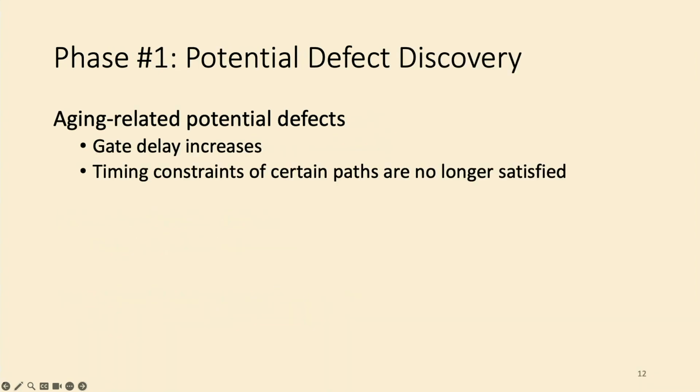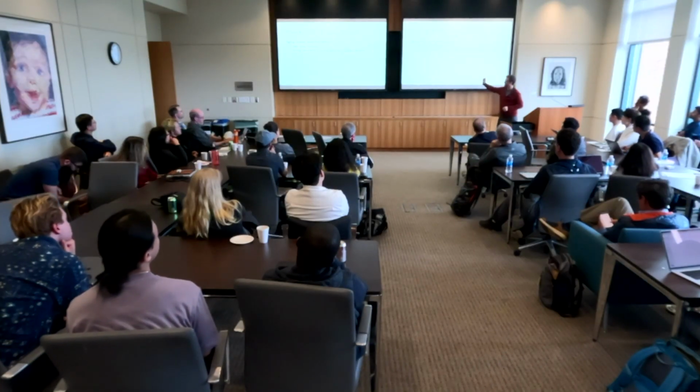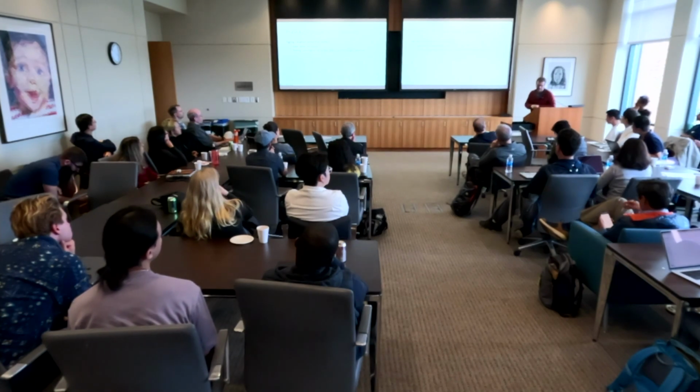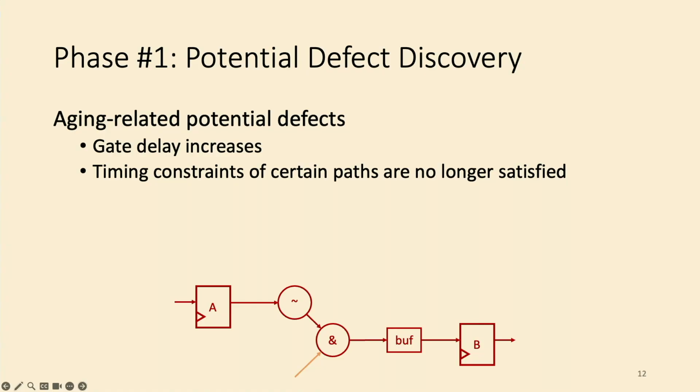So to understand phase 1, I'm just going to talk about this briefly. Basically, you need to reason about what kind of defects can be induced by aging, right? Aging increases gate delay, which eventually makes the timing constraints that you need to satisfy on certain circuit paths unsatisfiable. So here, this is a circuit. These are flip-flops or registers, right? And we can assume everything is from a standard cell library. So among these cells, as I said, A and B are special cells. They maintain state, right?